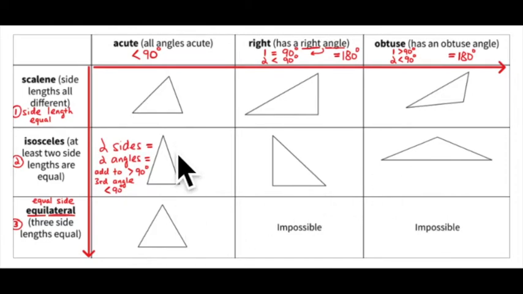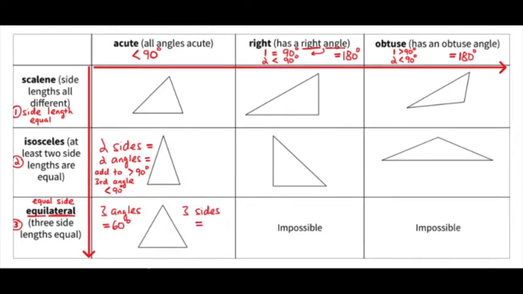All right, down to the next triangle. Three angles are equal. Up here we had two sides that were equal, which gave us two angles that are equal. Here we have three sides that are equal, and that gives us three angles that are equal. Well, if all three angles are equal, they have to be 60 degrees.